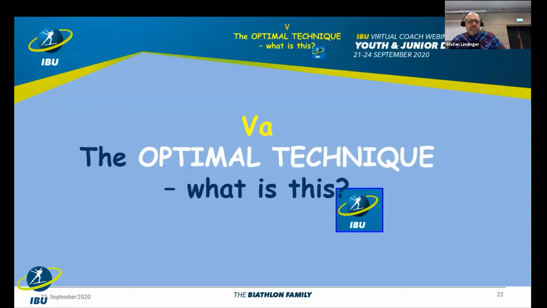So if we talk about technique training, then we need to have some understanding about what is the optimal technique. So what is this exactly? What does optimal mean? And can we define that? Is this a very narrow margin of technical solutions, or is it rather a bandwidth of solutions in biathlon? Or is it very narrow, like in such sports as ice skating or gymnastics?